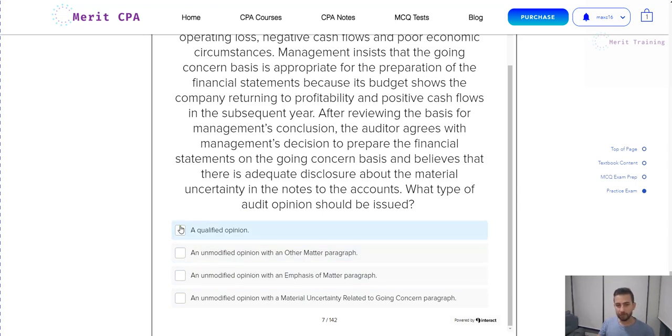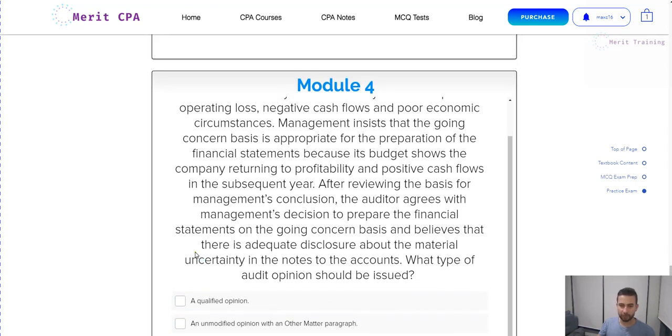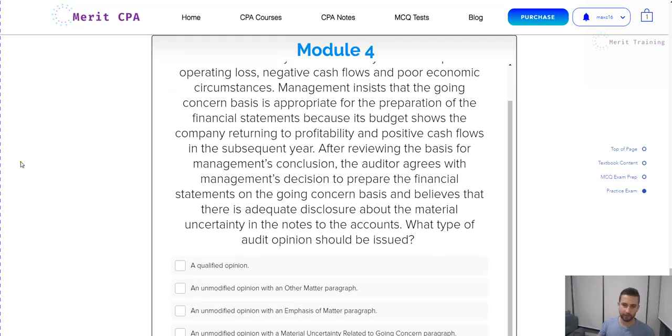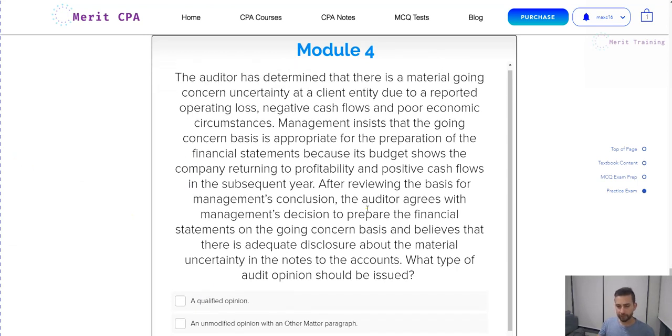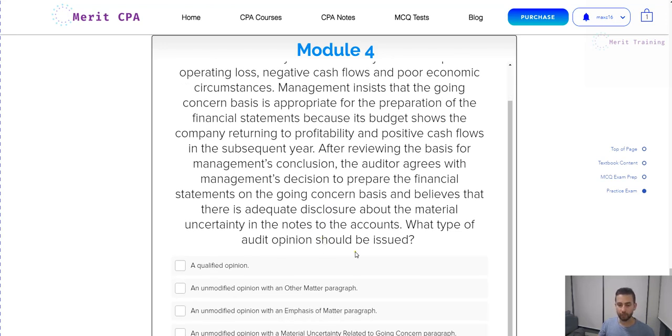But let's quickly confirm that it actually is an unmodified opinion first of all. Let's try to do this off the top of our heads rather than referring back to the notes again. So the first question is, is there a material misstatement? Well, there's nothing in here that indicates a material misstatement. If they said an account is overvalued or undervalued by a material amount, then yes, it would potentially be a qualified opinion. But that's not the case.